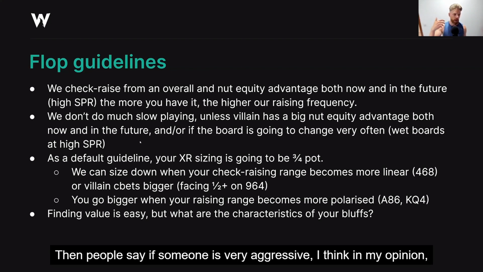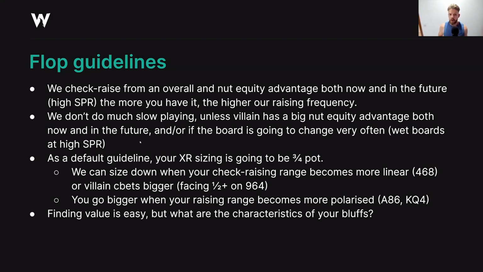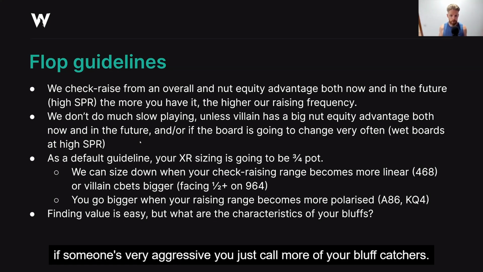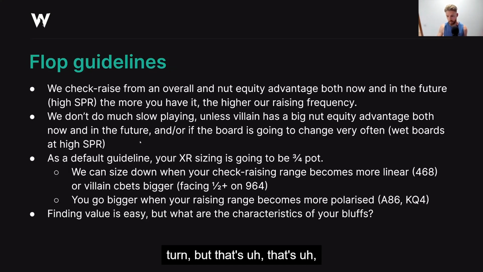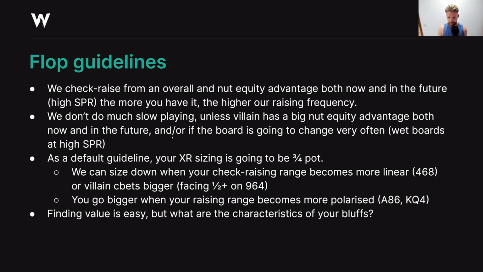That would be my general guideline. Then people say if someone is very aggressive, I think your bluff catchers start to make a lot more money. So on the turn, if someone's very aggressive, you just call more of your bluff catchers. I don't think there's a lot of point in moving a lot of strong hands to the turn, but I'm sure there's people who have various opinions on that.